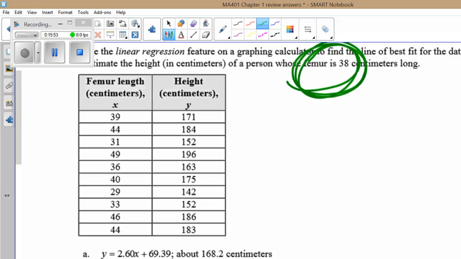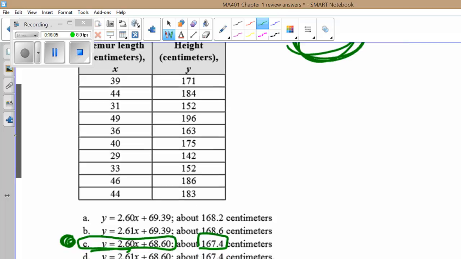So one more time, what we do for our linear regression is we press stat and we edit, then we quit. We go back to stat and we calculate linear regression. We're done. Perfect.